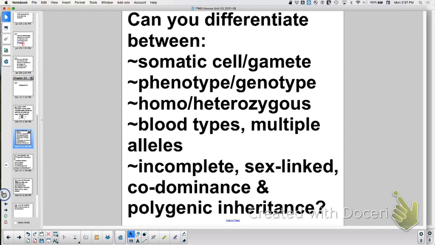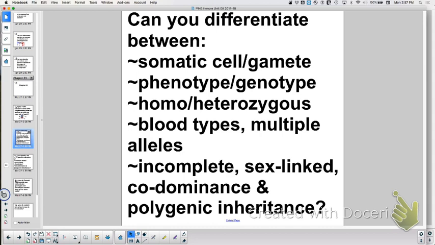Okay, phenotype and genotype. Phenotype is the physical appearance of the genotype, right? The genotype is what's in your DNA. The phenotype is the physical appearance. Phenotype, physical appearance of the genotype.